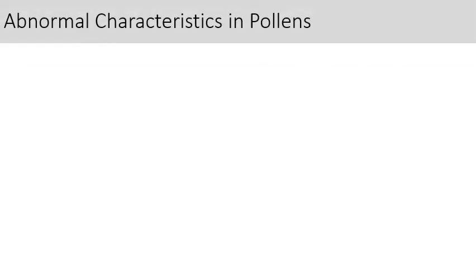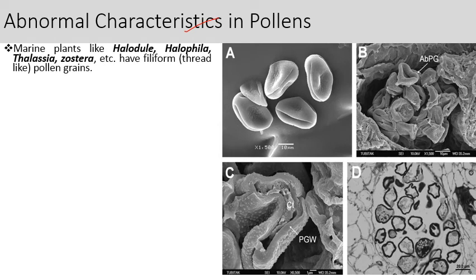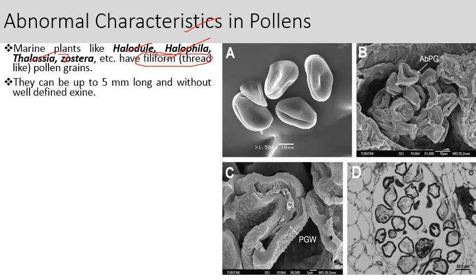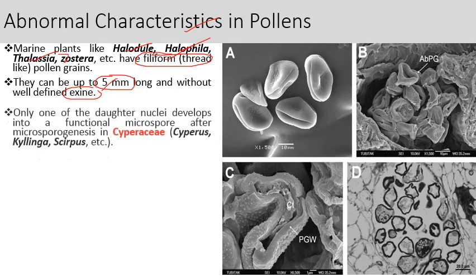Next comes abnormal characteristics in pollen grains. There are some facts about abnormal characteristics in pollens. Firstly, some marine plants like Halodule, Halophila, Thalassia, Zostera, etc. have finger-like or thread-like pollen grains, which are known as filiform pollen grains. They can be up to 5 mm long and are without a well-defined exine. There is no clear-cut exine present.